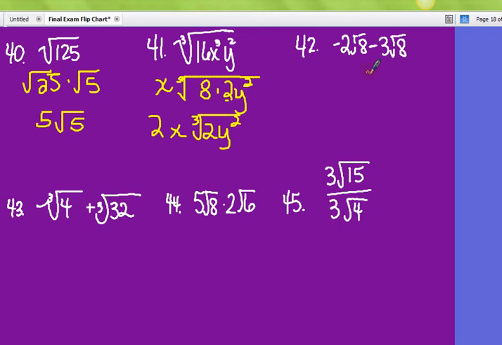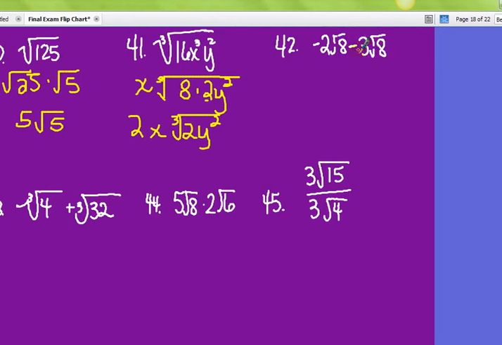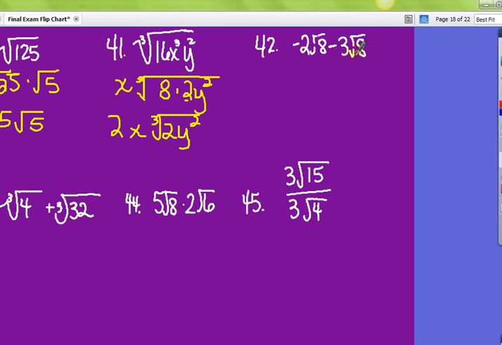42. All right, this is a simple one. Subtracting. In order to combine, it must be the same kind. This tells me how many, -2. This tells me what kind, square root of 8. This tells me how many, -3. This tells me what kind, square root of 8. We're in luck. They're simplified. So when I take a -2 and a -3, that's going to give me -5 square root of 8.